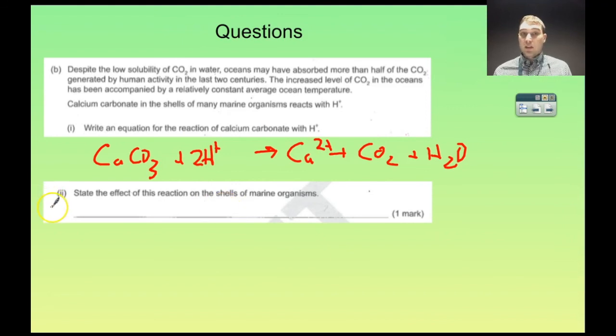State the effect of this reaction on the shells of marine organisms. The shells of marine organisms will dissolve in the water. They will get thinner. They will become weaker as they become thinner. So there's many effects that you could talk about, but really the solid calcium carbonate in the shell will dissolve into a soluble salt in the solution.